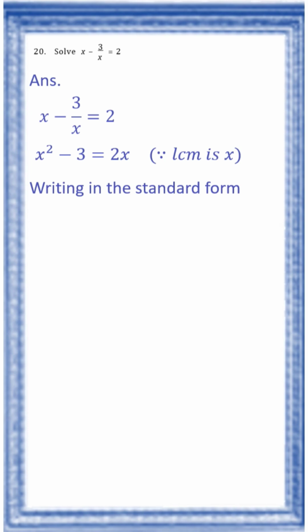Now the 20th question, solve x minus 3 by x is equal to 2. This is clearly a quadratic equation problem. Now let us solve. The given equation is x minus 3 by x is equal to 2. Now take LCM. LCM is x. So it becomes x square minus 3 is equal to 2x because LCM is x. Then write in the standard form, x square minus 2x minus 3 is equal to 0.